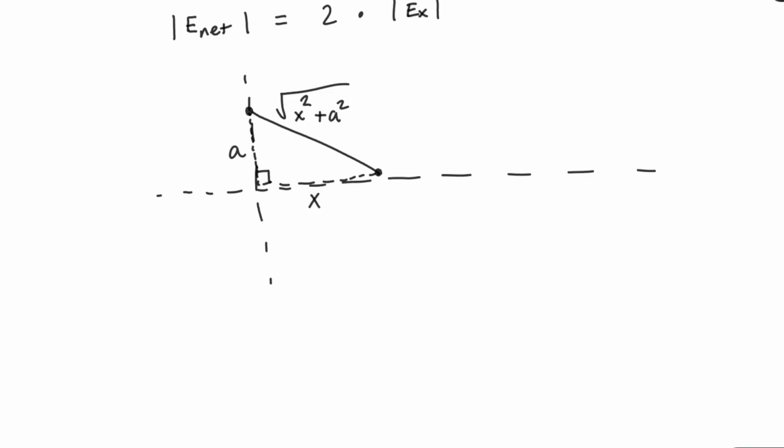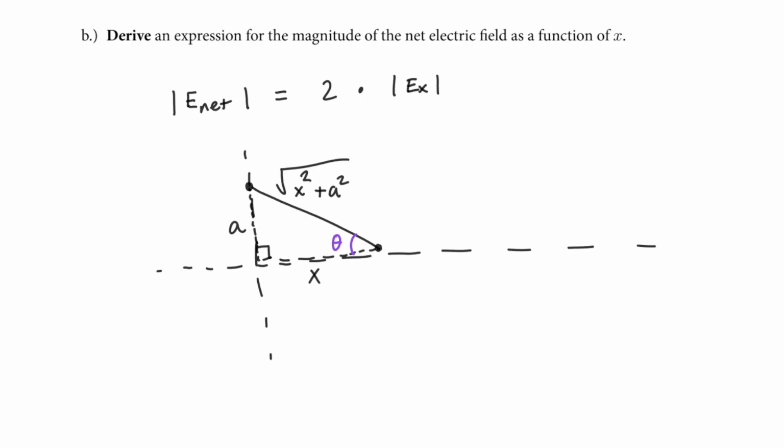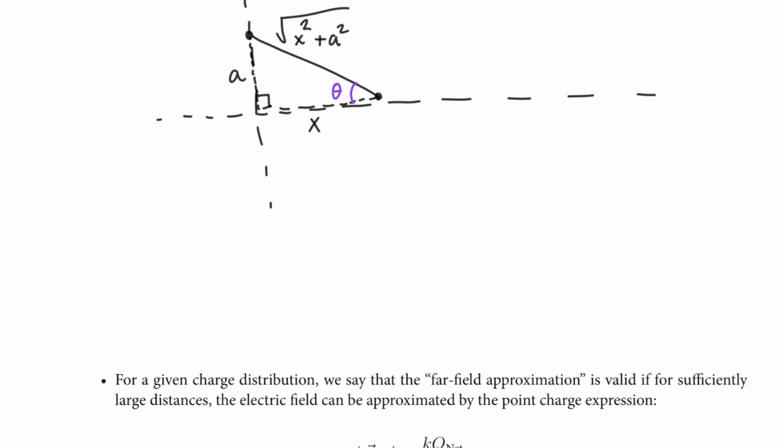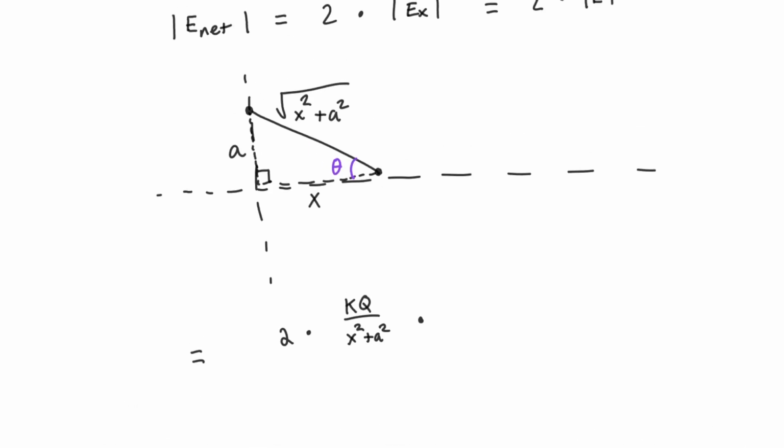Now I know I'm interested in this angle theta right here because I want the horizontal component. So I want to extract the component that touches that angle. I'm going to use cosine. So this would actually just be 2 times the magnitude of the E field from one charge times cosine of this angle theta. This means that my E field is going to be 2 times kq over the Pythagorean distance squared, so that eliminates the square roots. And then we have to deal with cosine theta.